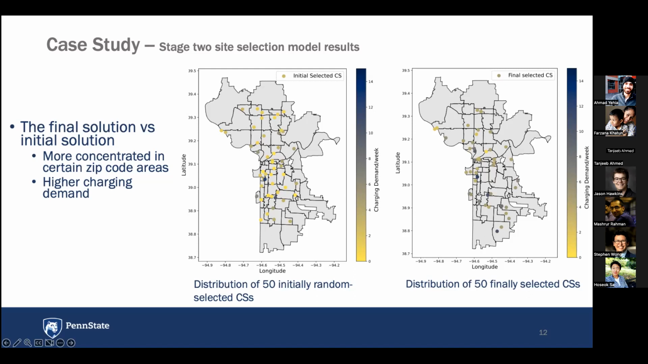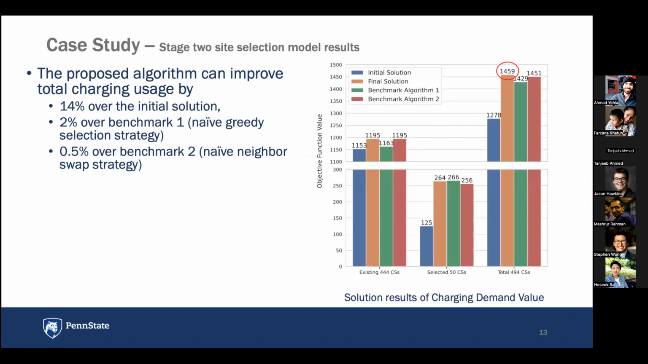In terms of charging station usage, we can find that the colors of charging stations in the right figure are darker than that in the left figure, indicating that the charging demand of the final selected charging stations are higher than the initial solution.